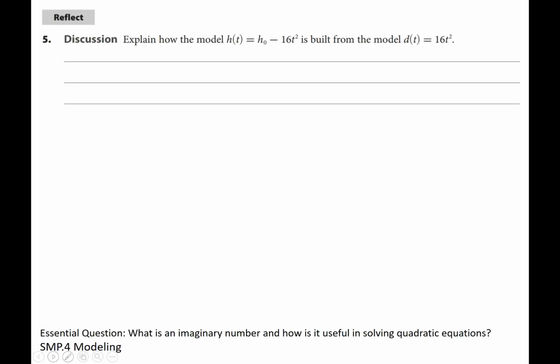Explain how the model h of t equals h sub 0 minus 16t squared is built from this model right here. Okay. Well, we know that this is the initial value. So we know that h sub 0 is actually the object's original height.